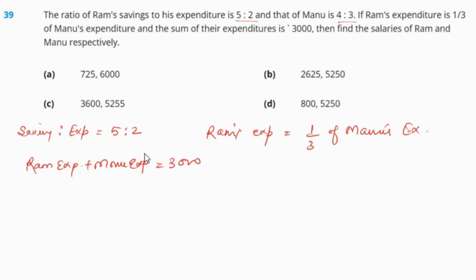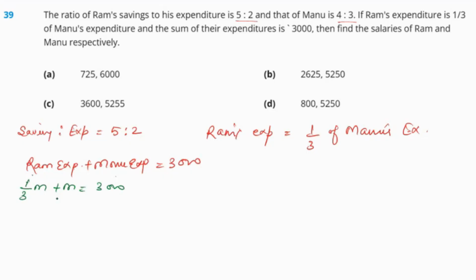Since the expenditures of Ram and the expenditures of Mono are given to us, we already know one relation from the question: Ram's expenditure is 1/3 of Mono's expenditure. That is already given to us, no? And Ram's expenditure plus Mono's expenditure is 3,000. So Ram's expenditure is 1/3 of Mono's, so we can replace it with 1/3 of Mono plus Mono's expenditure.